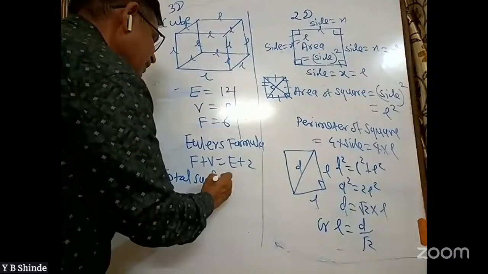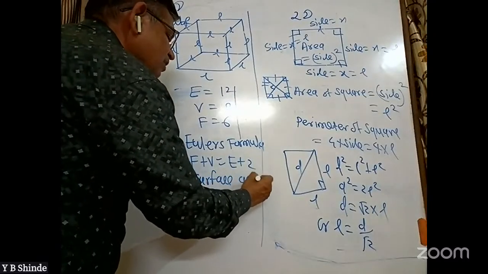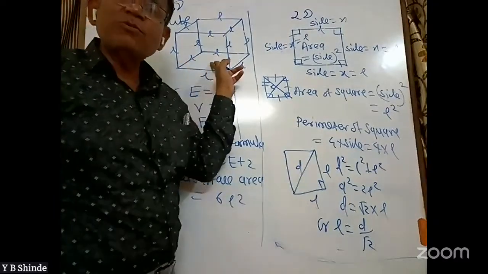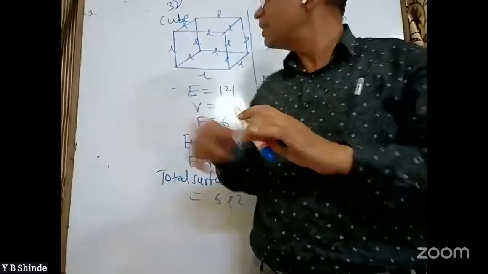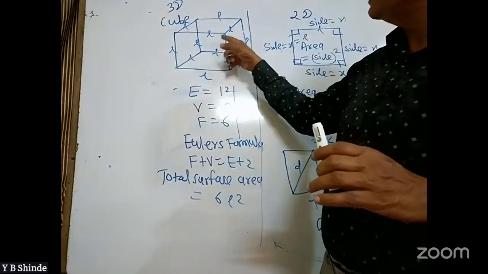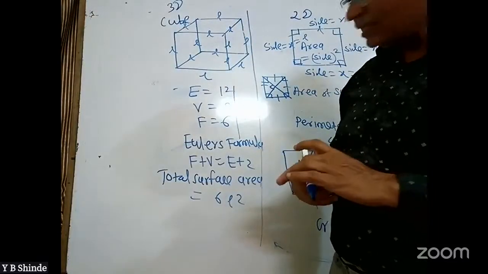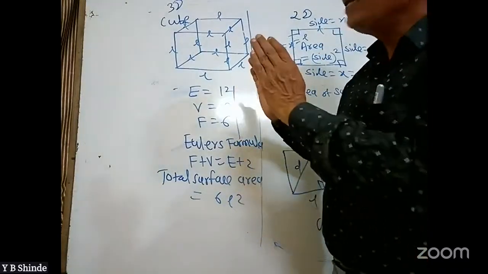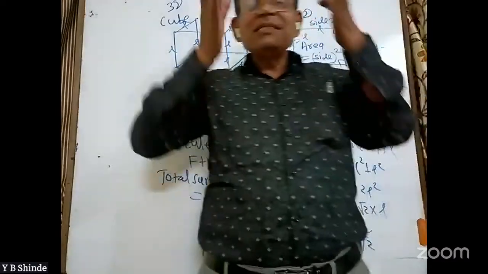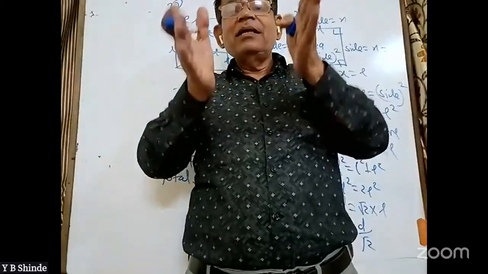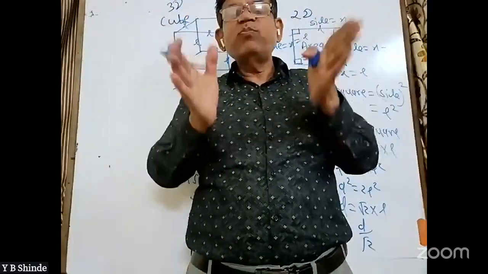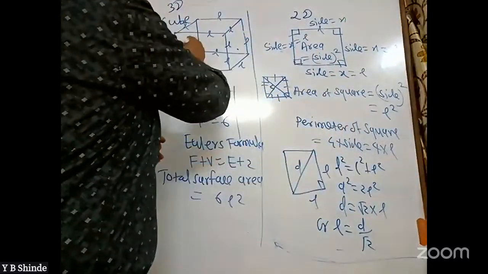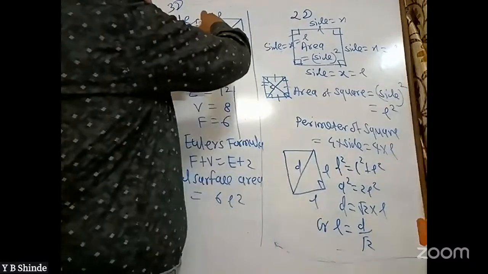Total surface area. That is 6L square, because every face is a square. What is the area of square? L square. This is L square, this is L square, and so on. 6 faces, 6L square. Now the question is about the lateral surfaces. Lateral means these are lateral; these two and these two. That is 4 surfaces that are lateral: the two sides, the back and the front. Not the upper and base.